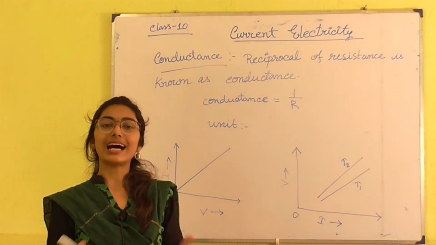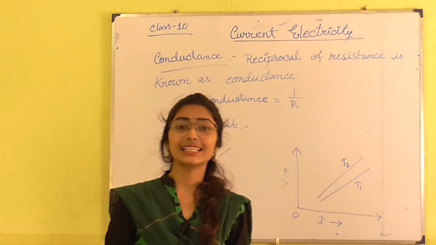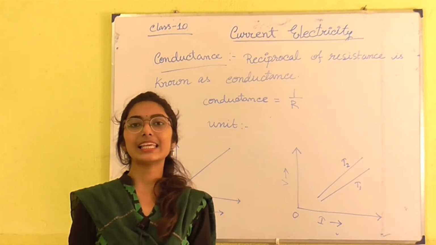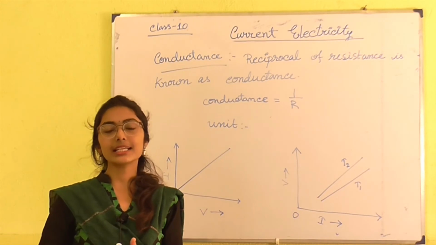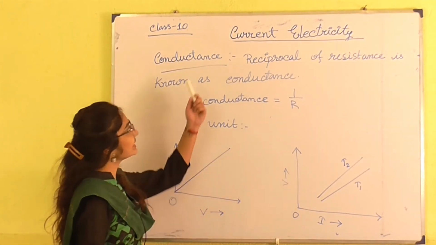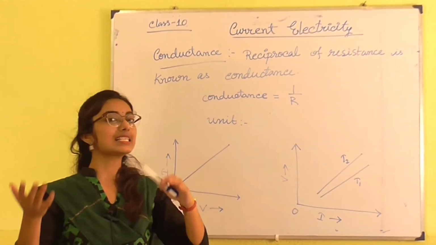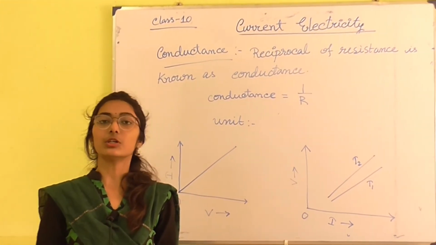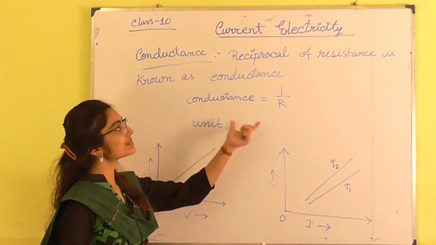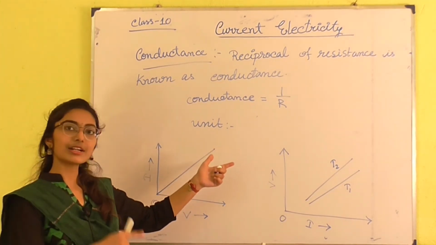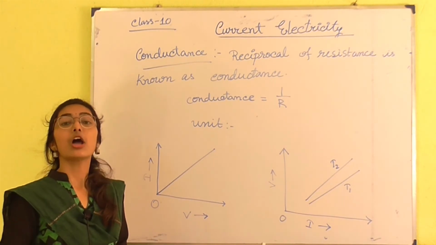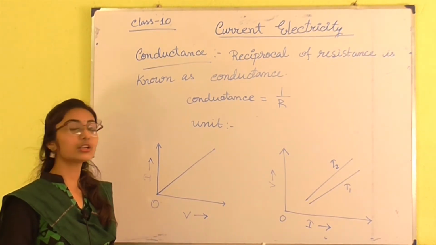As we learned the concept of resistance, there is also another concept, that is conductance. Resistance basically opposes the current, and conductance basically helps the current to pass through the conductor. The function of conductance is just the opposite of resistance. The reciprocal of resistance is known as conductance. Conductance is equal to 1 by R, and the term itself denotes that it helps in conduction of current.